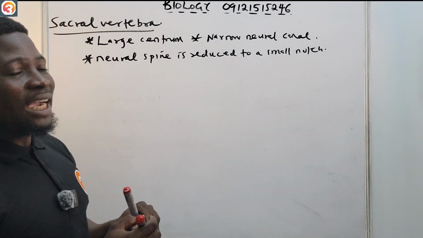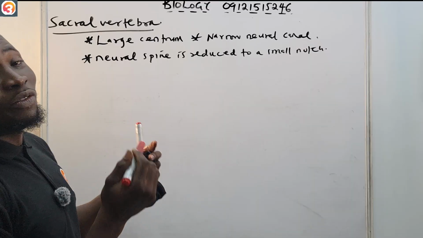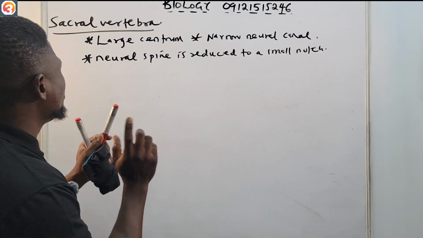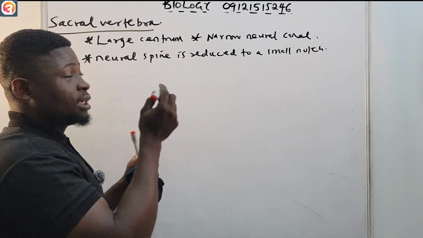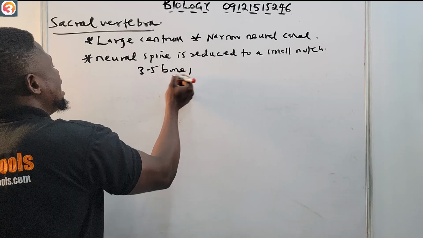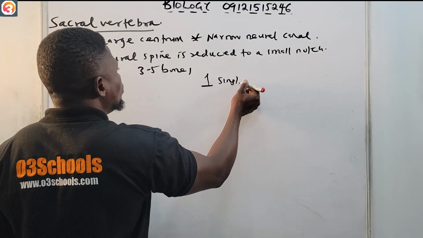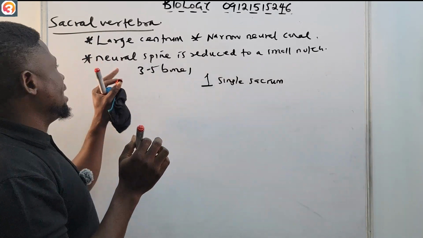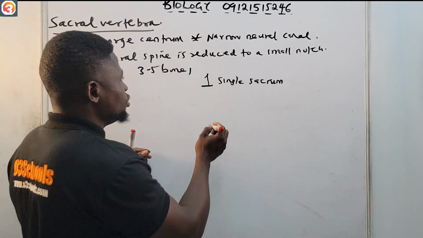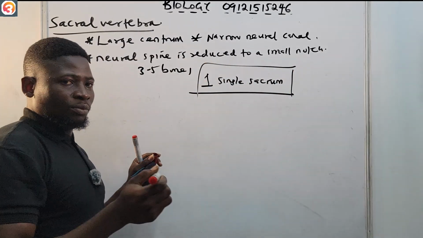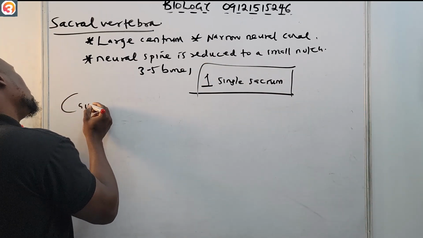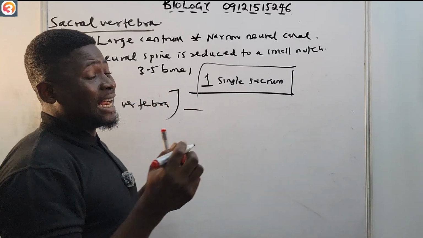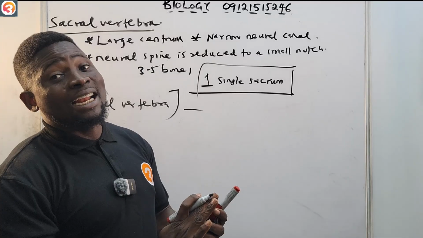Also, the sacral vertebra consists of 3 to 5 bones, which are fused to become a single sacrum. Take note of that. Then now take us to the caudal vertebra. The bones of the caudal vertebra are about 4 for a small baby.